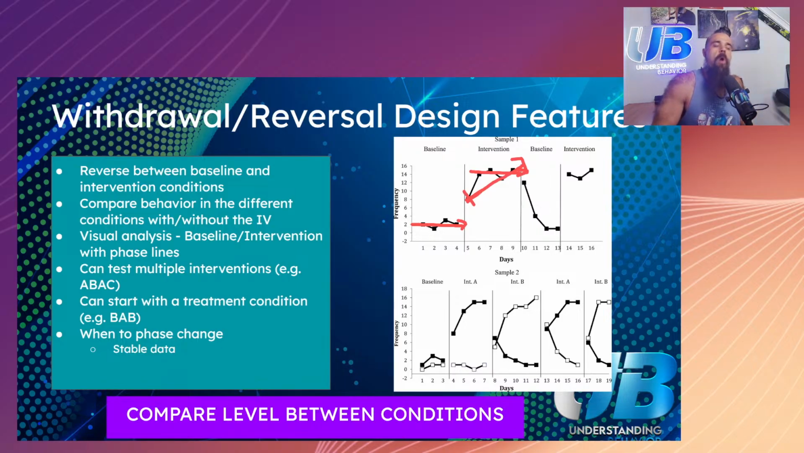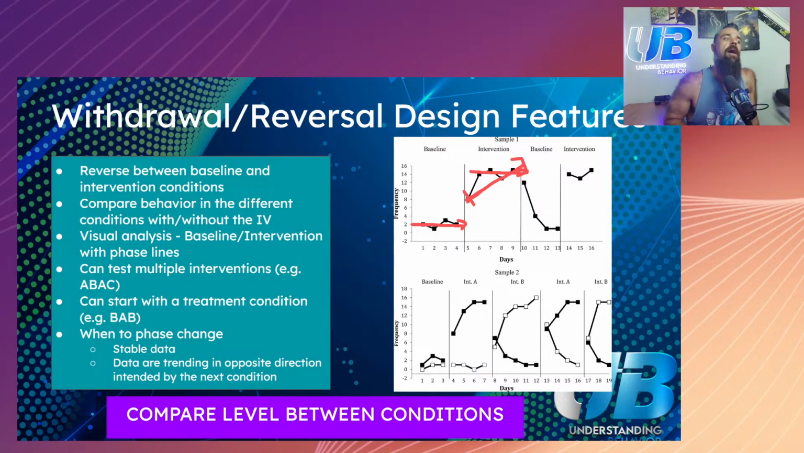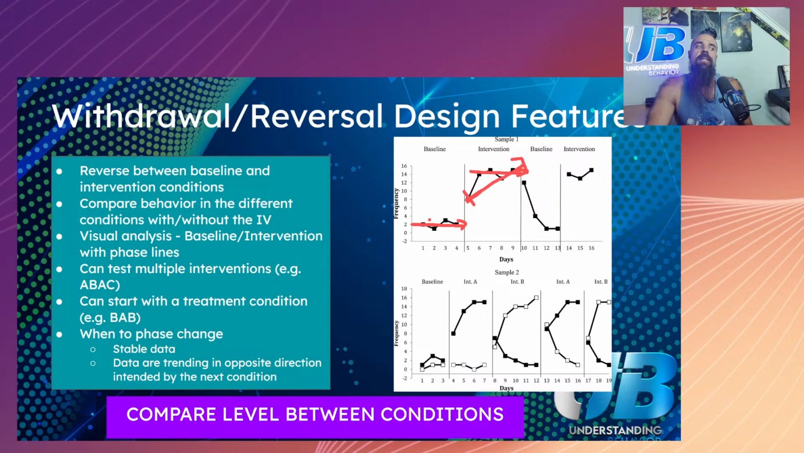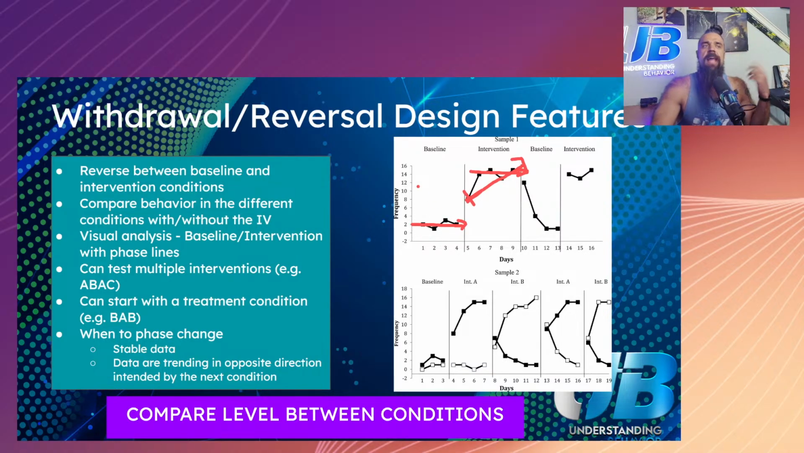All right, there is one other condition when we can do a phase change. This one might be a little bit less familiar, but it does relate to our baseline logic stuff. So let's take a look at this one. If the data are trending in the opposite direction intended by the next condition. So we saw in this graph, you guys told me earlier that our intervention is intended to increase the rate of this behavior. So let's say we have a data path. This data path in our baseline condition has a trend. So it's either ascending or descending.